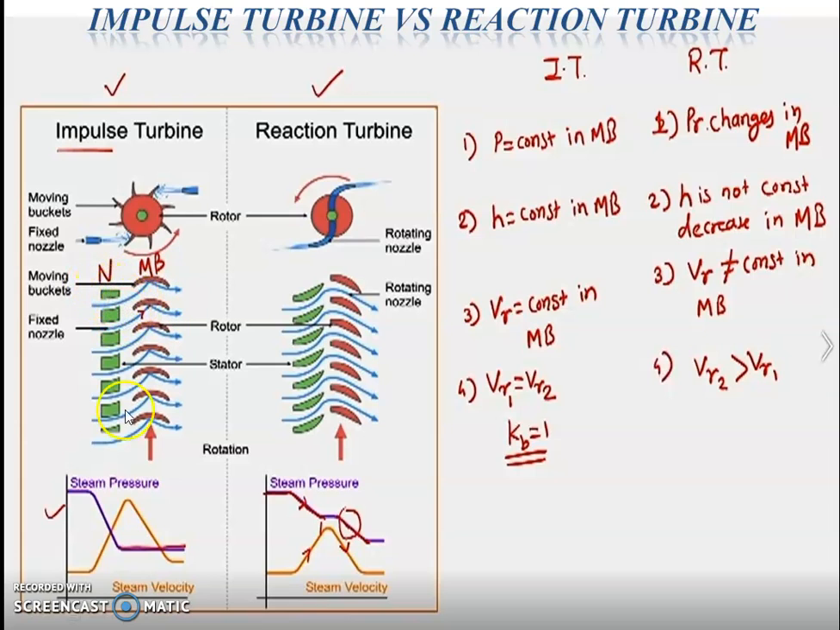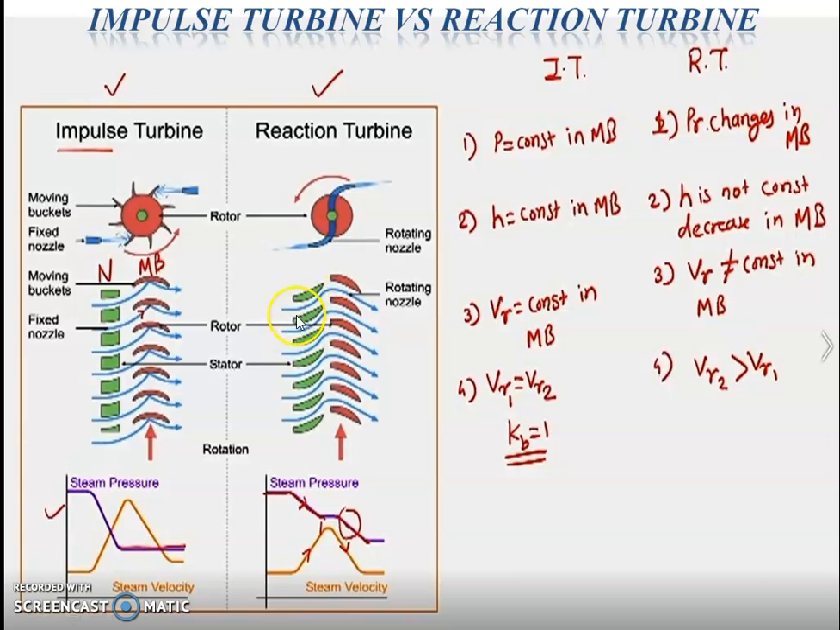In the nozzle section there is a pressure drop, but in the moving blade there is no pressure drop; the pressure remains constant. Meanwhile, the velocity increases in the nozzle section. After that, the velocity decreases in the moving blade, giving low velocity in the moving blade section of the impulse turbine. But in the reaction turbine, the steam flow rotates smoothly in the nozzle.